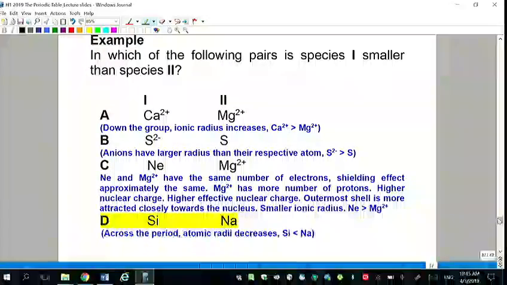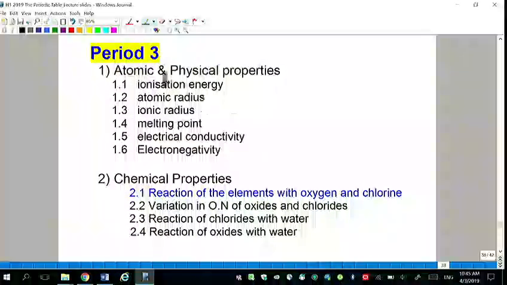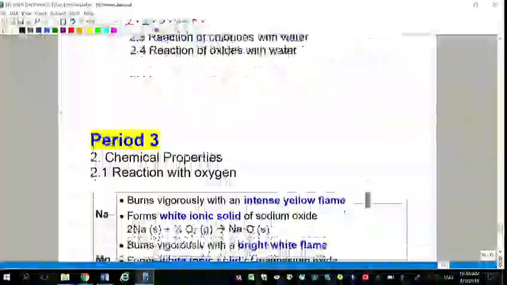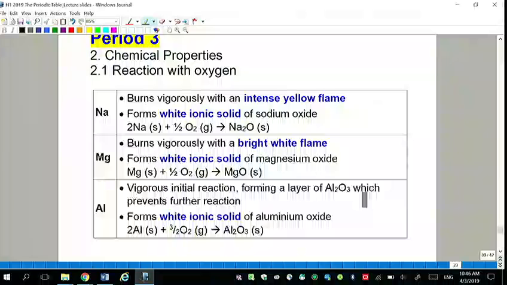Okay, take note of this. So far, we have covered the atomic and physical properties. I'm going to move on to the last part, using the last 10 minutes to show you the reaction of the elements with oxygen and chlorine. Basically, it's all in your lecture notes. I'm just going to highlight what you need to know.